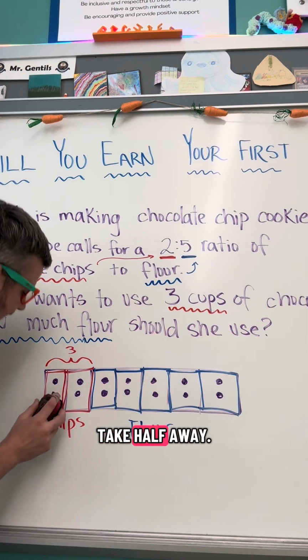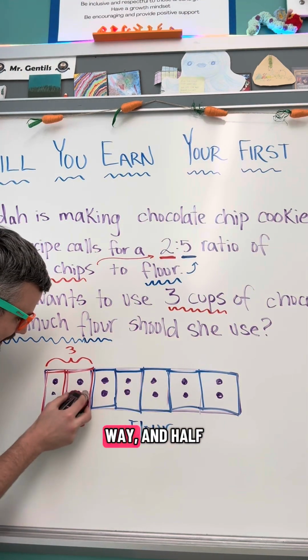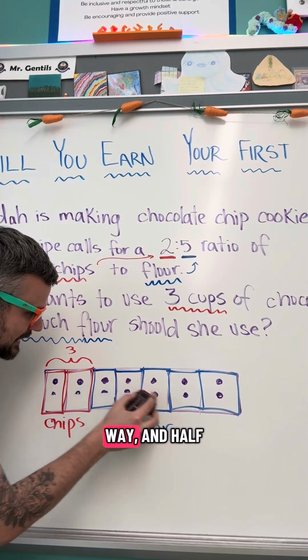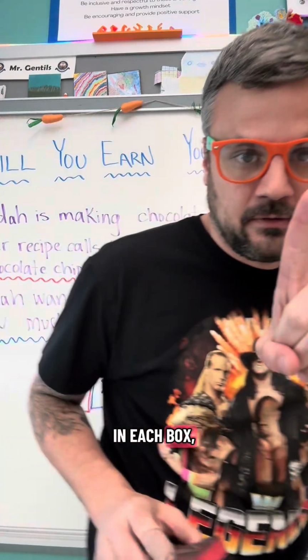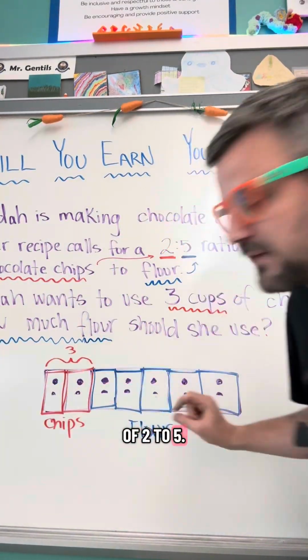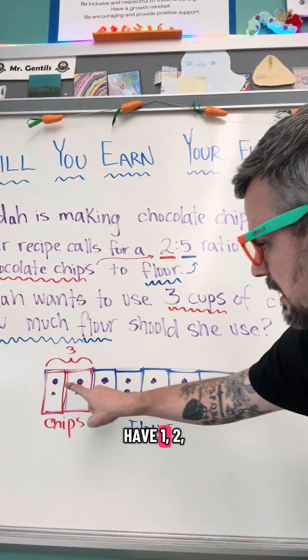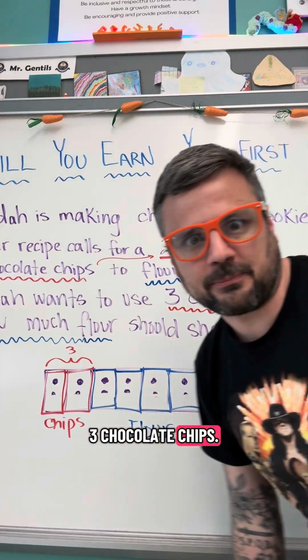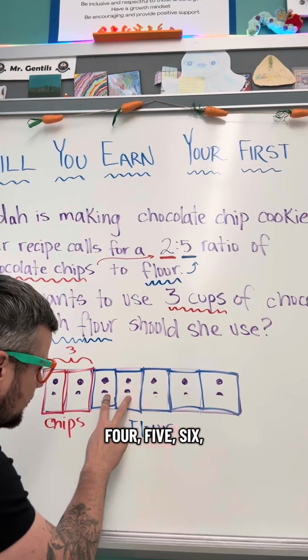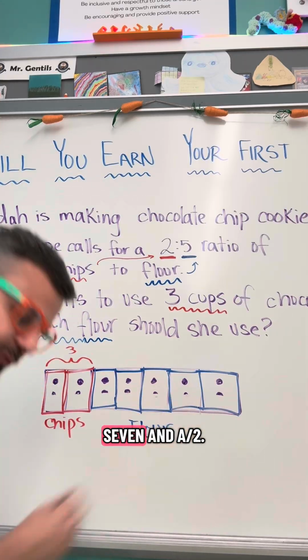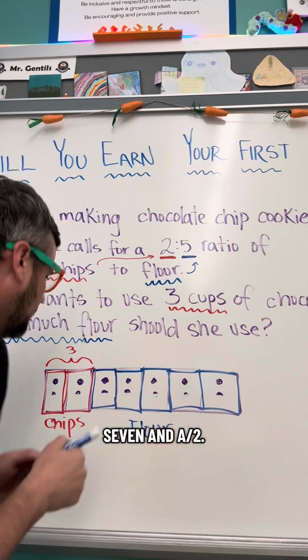Okay, I'm gonna take half away, and half away, and half away, and half away, and half away, and half away, and half away. Now there's still the same amount in each box, because it's still the same ratio of 2:5. But look, I have 1, 2, 3 chocolate chips. What? And then I have 1, 2, 3, 4, 5, 6, 7 and a half cups of flour.